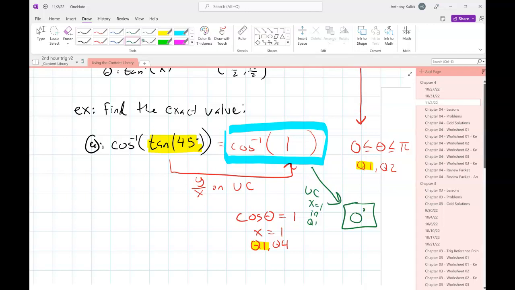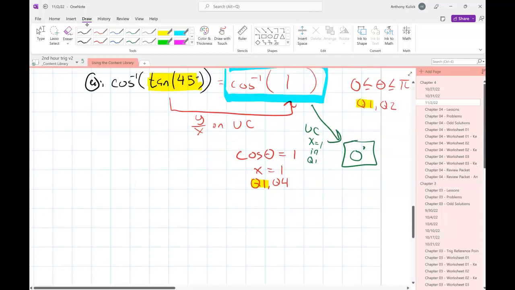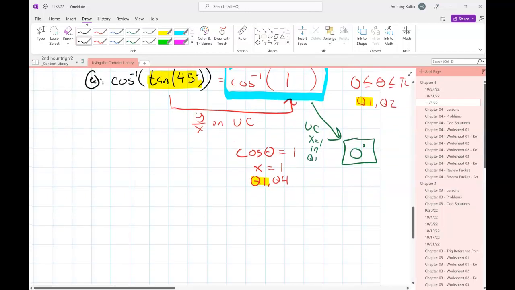Everybody feel okay doing that? Not too big of a deal, right? It's the same thing we've been doing, we just added on an additional step where you have to figure out what was inside. All right, let's do another example.